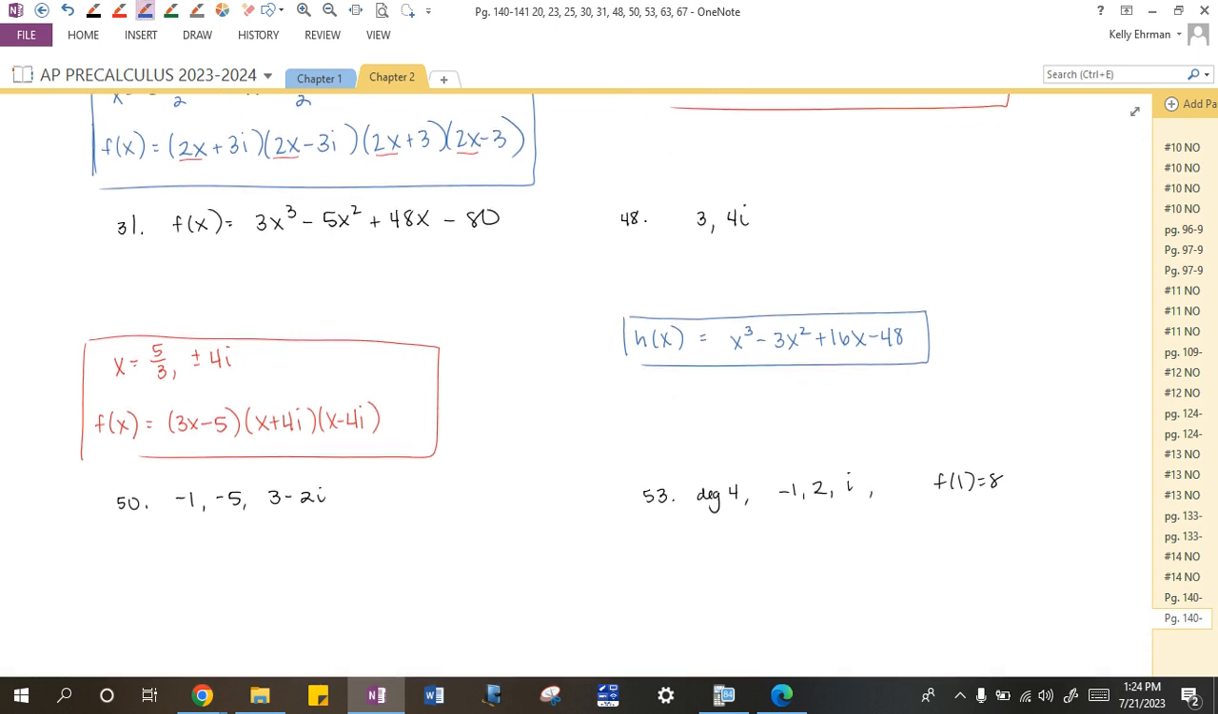Number 31 is 4 terms, so we're going to factor by grouping for this one. So I begin by factoring an x squared out of the first 2 terms.